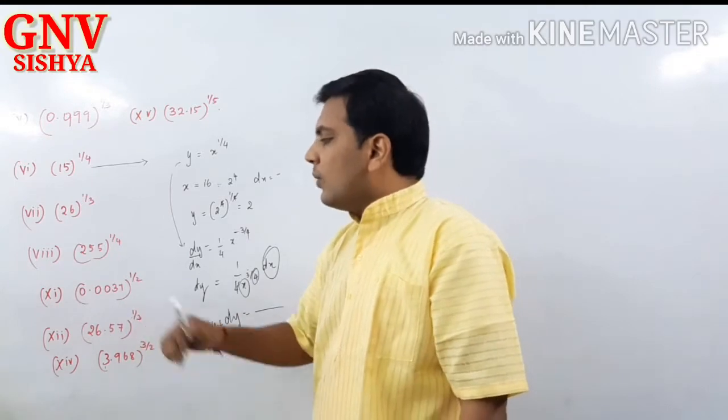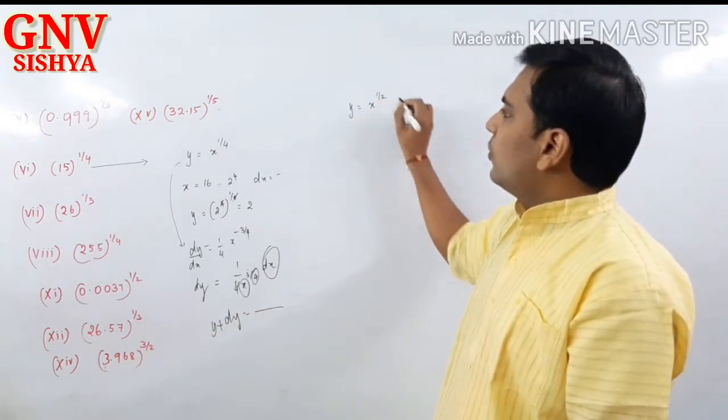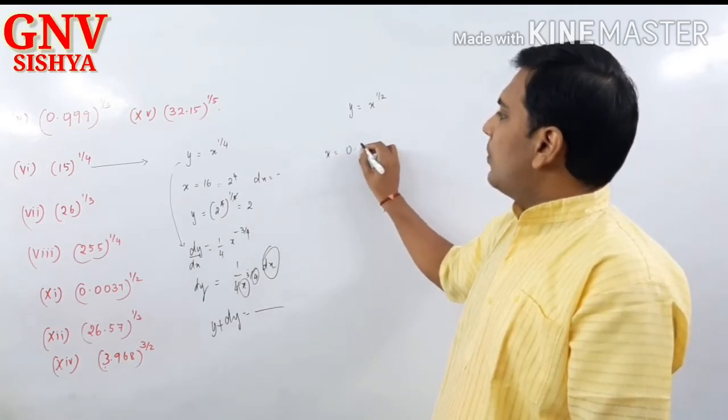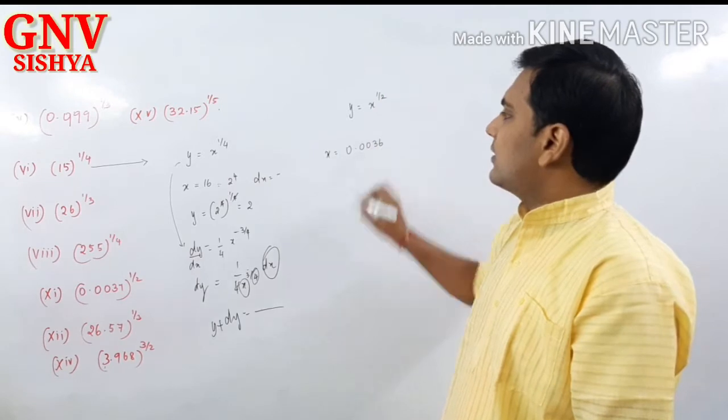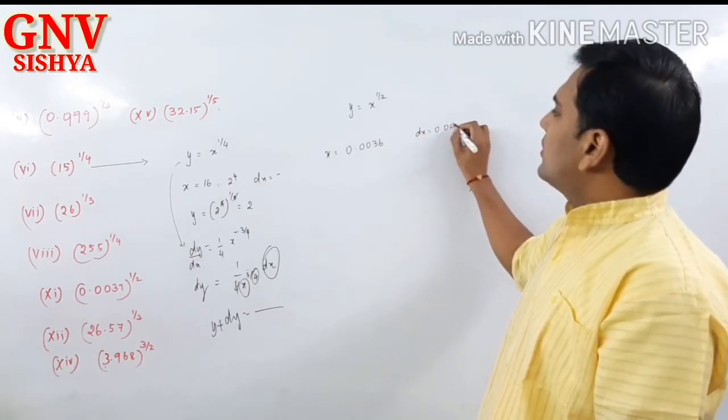Now, for this one, what will be the nearest to square root, sir? y is equal to x power 1 by 2. And they have said 37. So I will consider x is equal to 0.0036, and dx is equal to 0.0001.